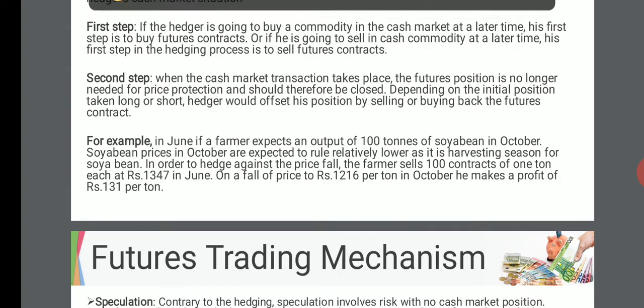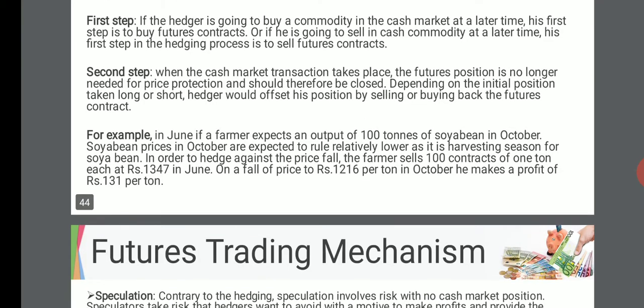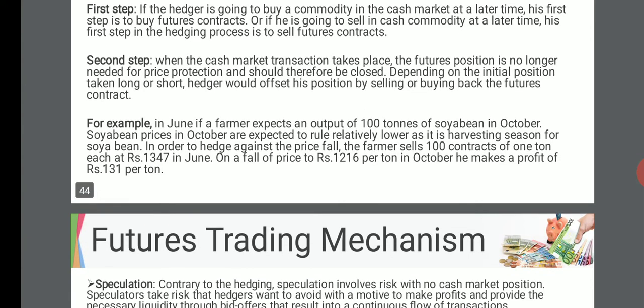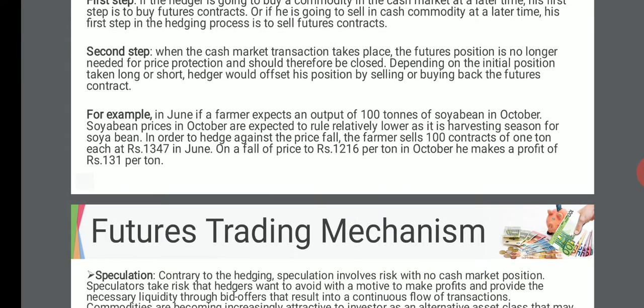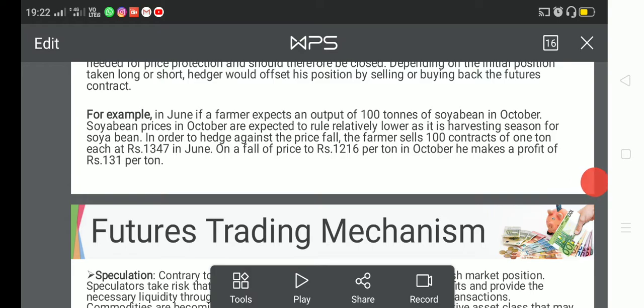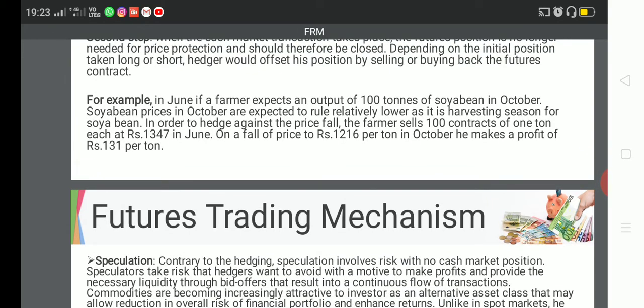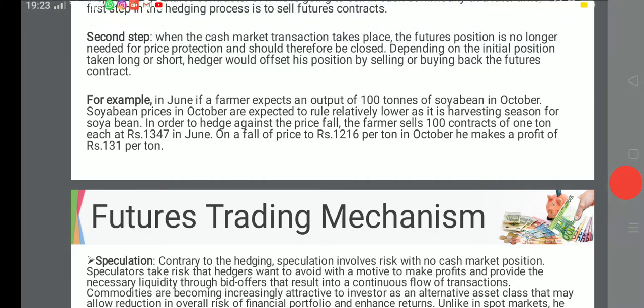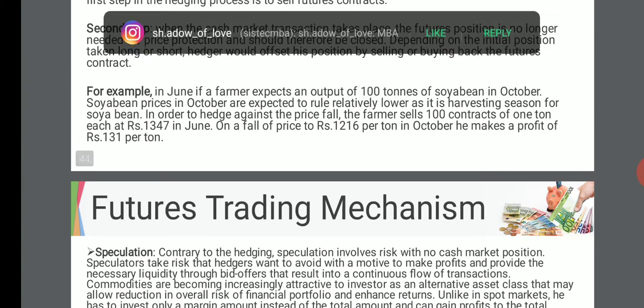For example, in June, if a farmer expects an output of 100 tons of soybean in October, soybean prices in October are expected to rule relatively lower as it is the harvesting season for soybean. In order to hedge against the price fall, the farmer sells 100 contracts of 1 ton each at rupees 1347 in June. On the fall of the price to rupees 1216 per ton in October, he makes a profit of rupees 131 per ton.